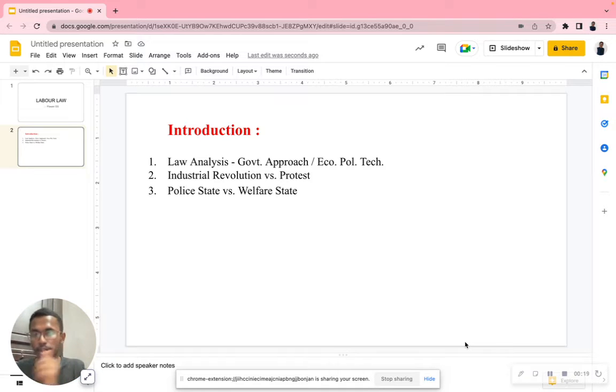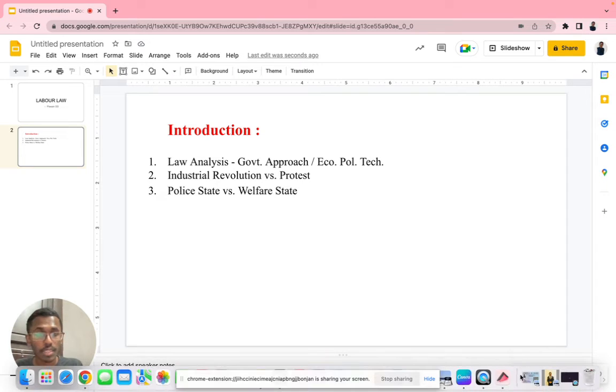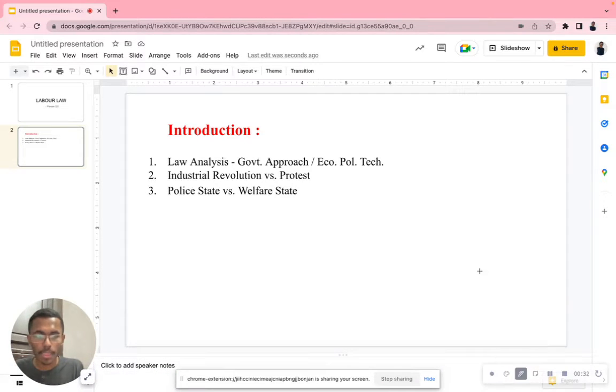As a beginner, when you're studying about labor law, try to understand first what is law, why law is important. Then we'll shift our understanding towards industrial revolution. Then we'll see the concept between what is this police state versus this welfare state. So guys, if you observe very carefully, now what is law?